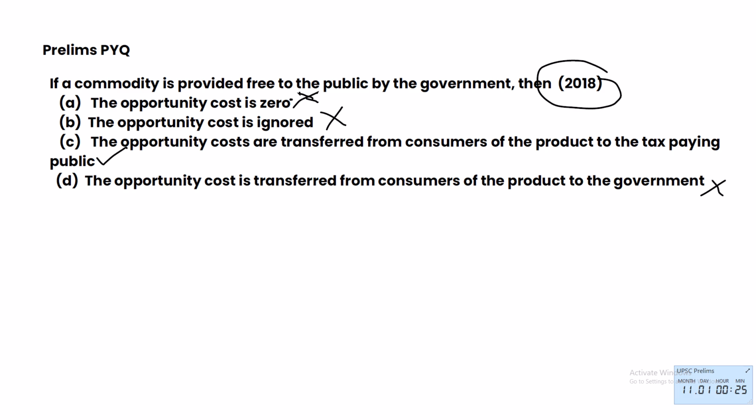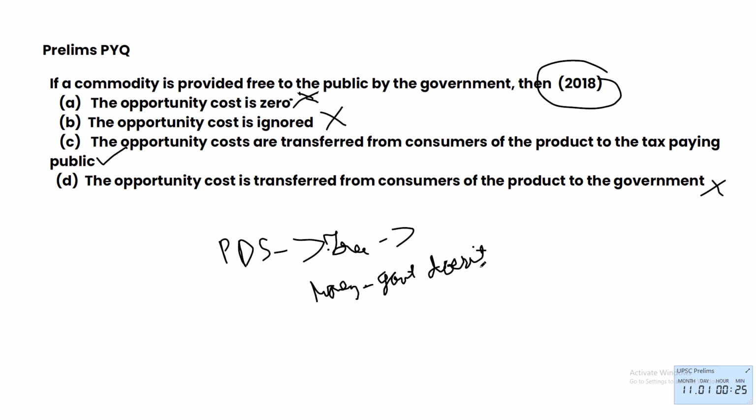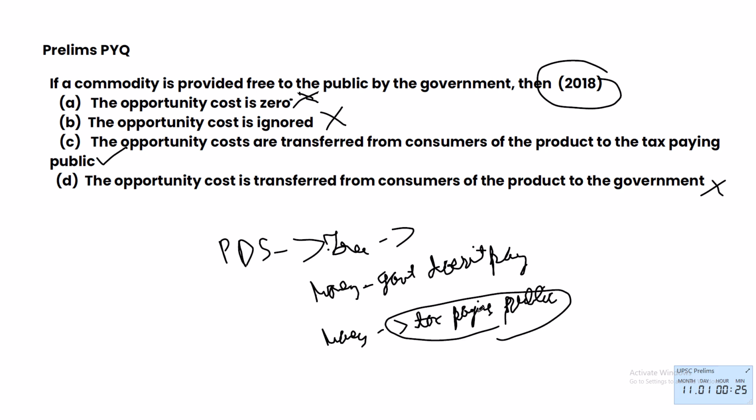If a commodity is provided free, for example, in the public distribution system, if something is provided free to some people, the money the government doesn't pay. Rather, that money is taxed. This money is paid by the tax-paying public. The government here doesn't pay from its own finances. It takes it from the tax-paying public. So the opportunity costs are transferred from consumers of the product to the tax-paying public.